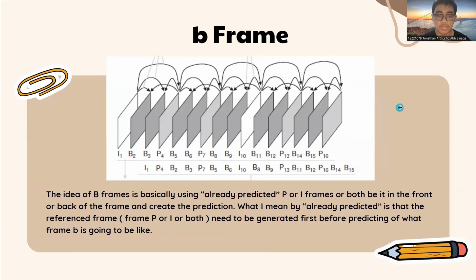And then for the B frame, the idea is basically using already predicted P or I frames or both, be it in front of or behind the frame, and creating the prediction like this. For frame B, it will need frame I behind it and frame P in front of it to predict itself. What I mean by already predicted is that the reference frame P or I or both need to be generated first before predicting what frame B is going to be like.